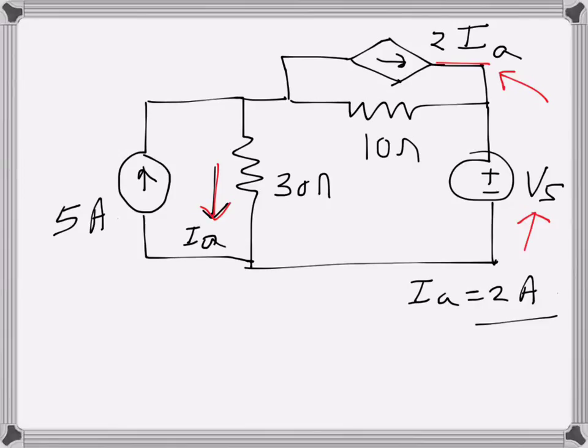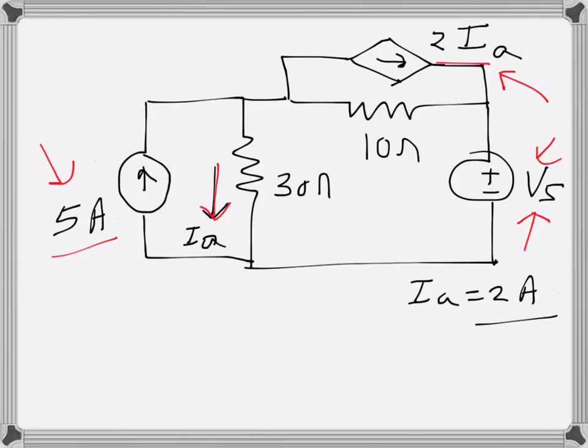What's the voltage source value? And then we need to find the power supplied by the voltage source and by the current source. These two, the 5 ampere, the two independent sources, we need to find out the power delivered by these two.